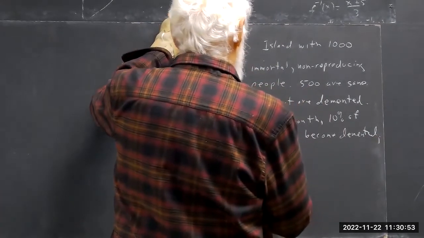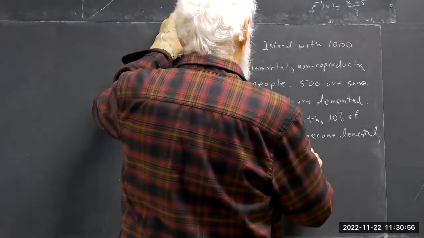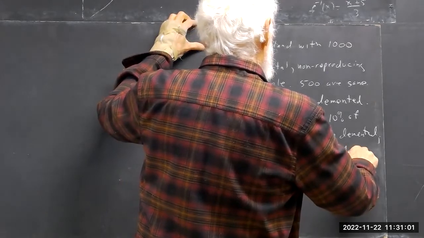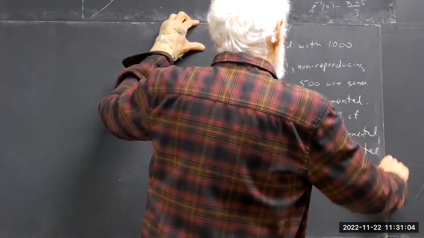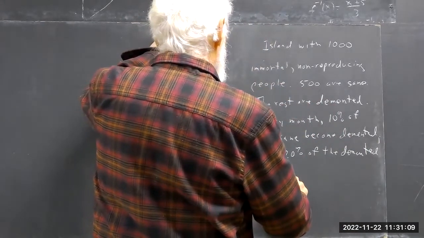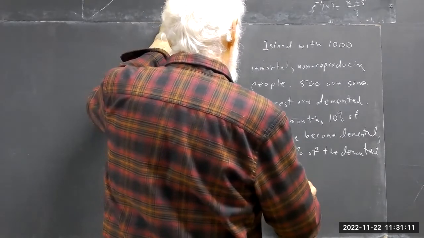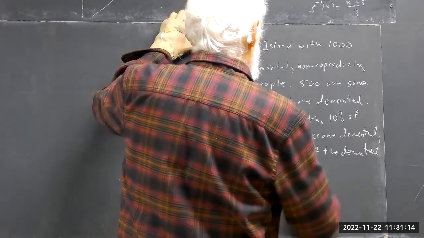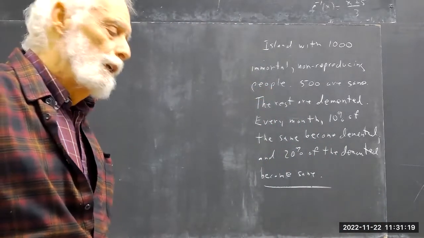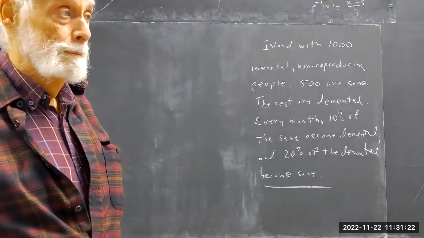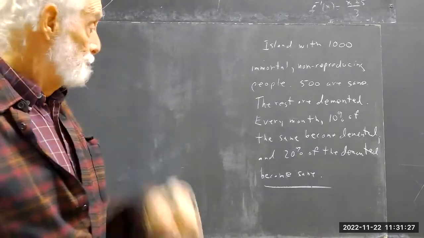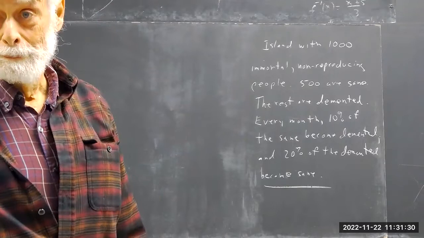So 20% of the demented become sane. Now, in your homework, you dealt with transition matrices. It's a transition matrix for this.